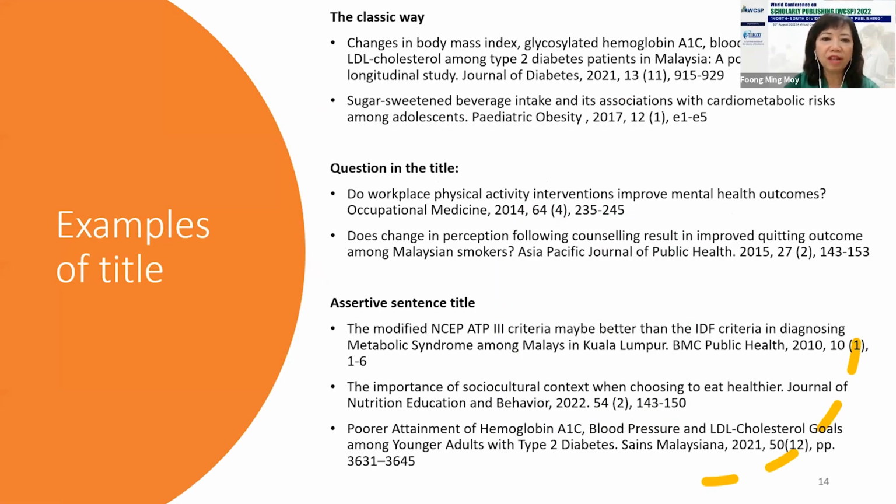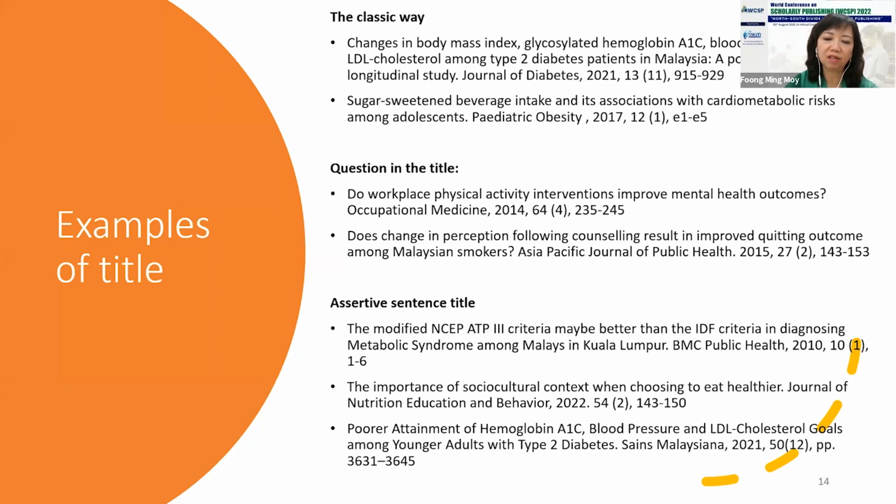Okay, so the conventional or the classical way of writing a title could be: changes in body mass index, HbA1c, blood pressure, and LDL cholesterol among type 2 diabetes patients in Malaysia, a population-based longitudinal study. So this tells us the topic in the classical way, and the study design is also provided. Or: sugar-sweetened beverage intake and its association with cardiometabolic risk among adolescents. So this is the classical way of writing titles.